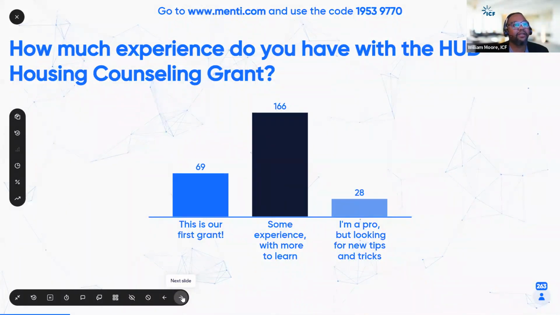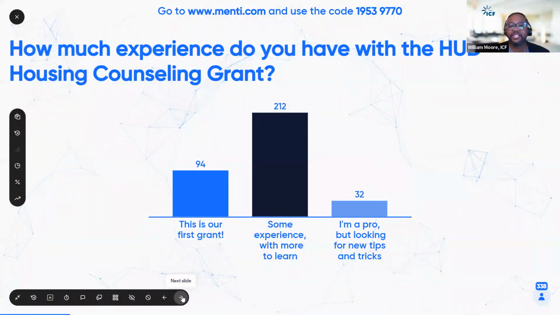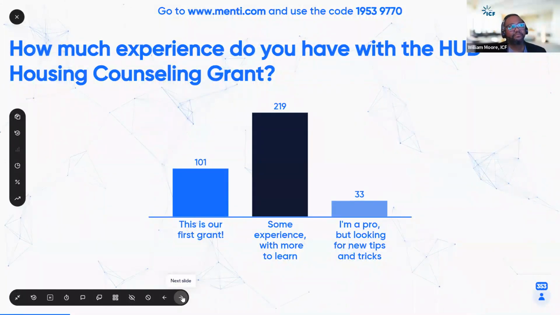And so far, inching towards almost 300 folks that we have here joined, most people are indicating that there's some experience with more to learn. That's good to know. This information that we're gathering here is really going to help us with our conversation today, and will help guide the conversation and the content being presented. So this is good. It looks like we have a lot of individuals indicating some experience with more to learn.